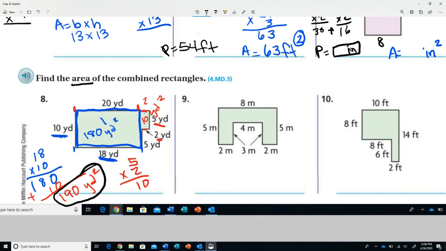There's a lot to keep straight. It's testing your neatness. It's testing your ability to stay focused on problems. It is not necessarily hard. So moving on to question number 9.